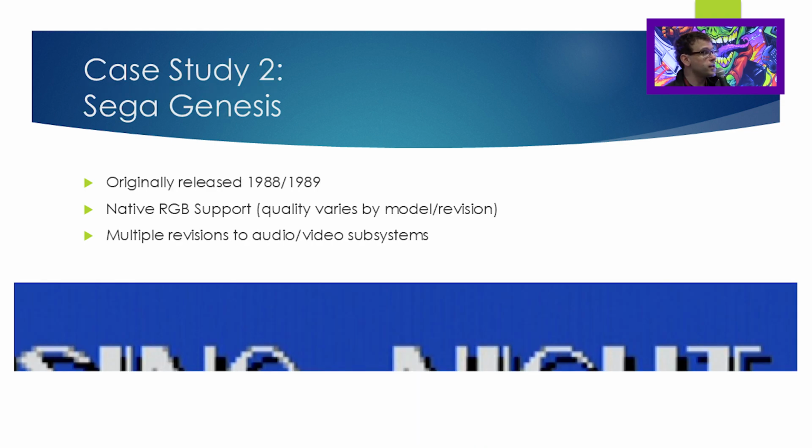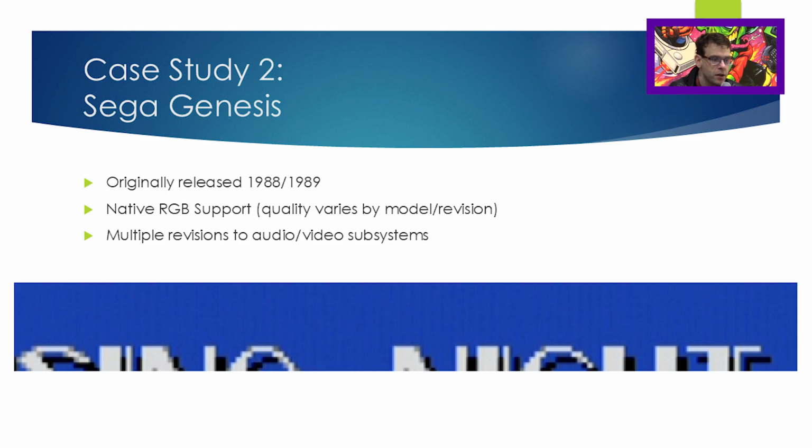All right, well, let's talk about the Sega Genesis, the other model I've made so far. This was released in the late 1980s. It does actually have native RGB support. The Nintendo base hardware does not for that system. Although the quality varies by revision model, when they would swap out chips and make little tweaks there.